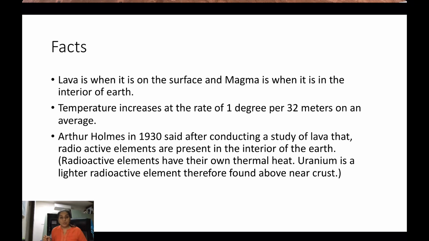Another thing to note is, why is there such an increase in temperature? Arthur Holmes, in 1930, conducted several studies on the lava, and he found out that radioactive elements are present in the interior of the earth, and these radioactive elements have their own thermal heat. Uranium is an example of one such radioactive element, and it is lighter, that's why it is found near the Earth's crust. But basically, these radioactive elements are the reason for increasing temperature with increasing depth.